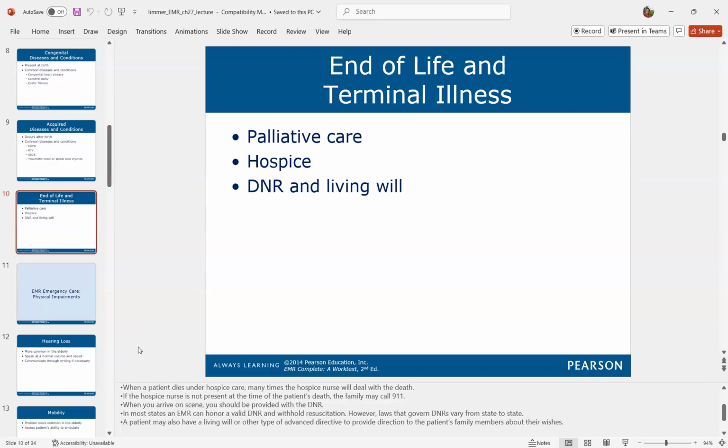When you arrive on scene, they should present you with that DNR. In most states, as a first responder, we can honor that valid DNR and withhold resuscitation efforts. However, laws that govern DNRs vary from state to state. In Minnesota, we honor DNRs, and whatever other state you go to, you should look into that. The patient may also have a living will or other type of advance directive to provide direction to the family member about their wishes after they pass away.